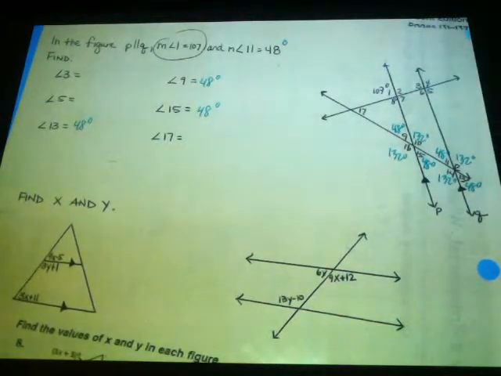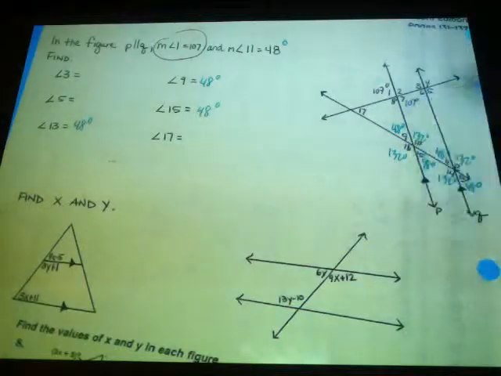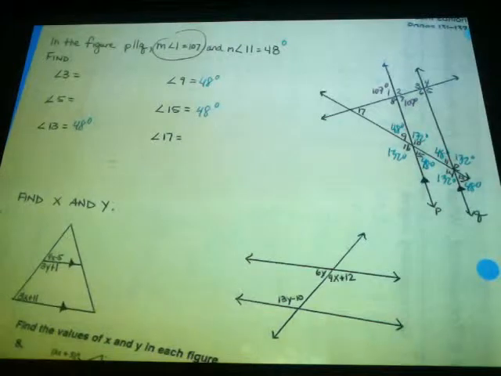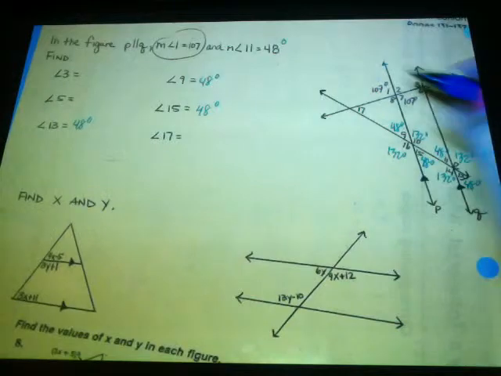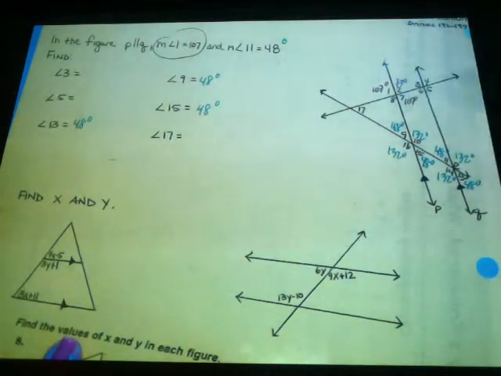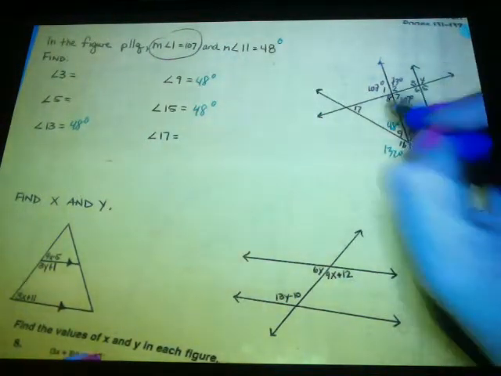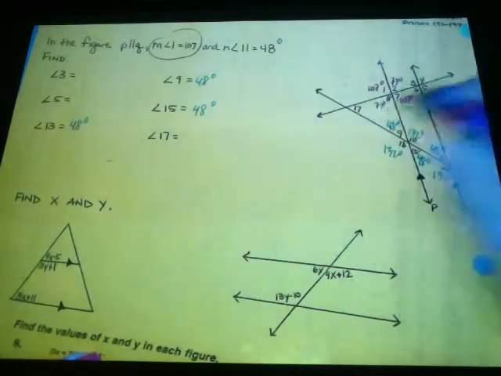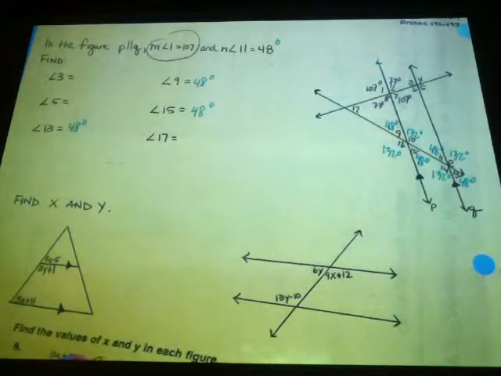So if angle 1 is 107, what else can I find? Angle 7 is what? 107. Why? Vertical. So we didn't have to find that up there. What else? Angle 2 is what? 73. Why? These two are supplementary and those two are supplementary. What else can we find? What's angle 8? 73. Because it's vertical to that one. What else can we find?